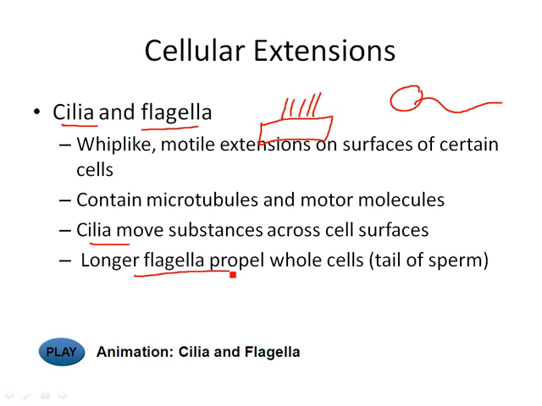Flagella are usually a long tail that allows for some kind of movement. So cilia are usually on cells that don't move anywhere, but they move something. And then flagella are usually on a cell that actually moves the cell, like a sperm.